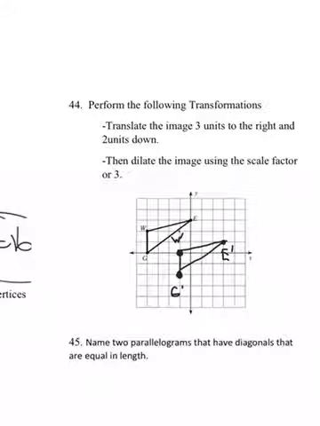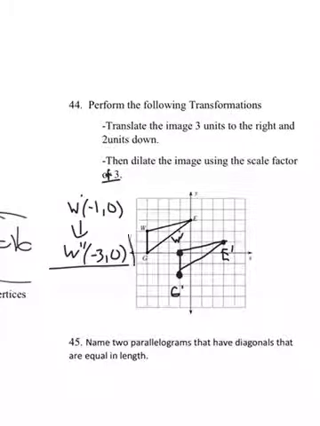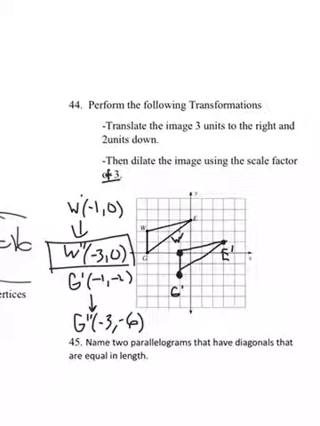And then the problem is when you dilate by a scale factor of 3, you multiply every number by 3. So W prime, which was now at negative 1, 0, double prime is now at negative 3, 0. That point will be fine. But for instance, G prime, which is at negative 1, negative 2, G double prime will be at negative 3, negative 6, which will technically be off the grid.